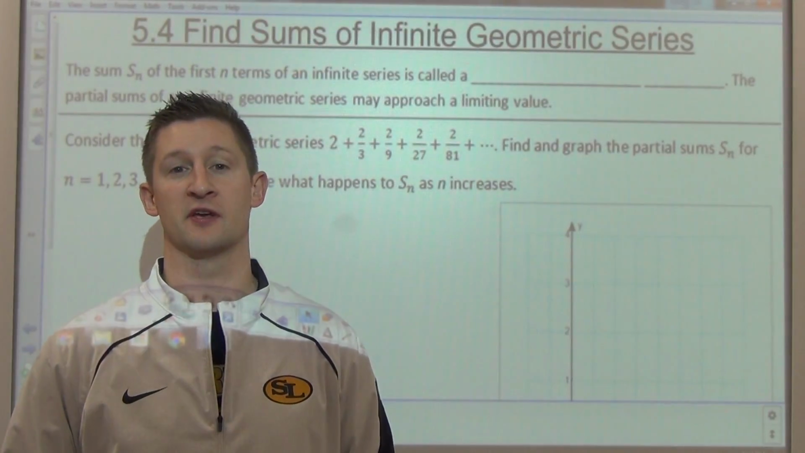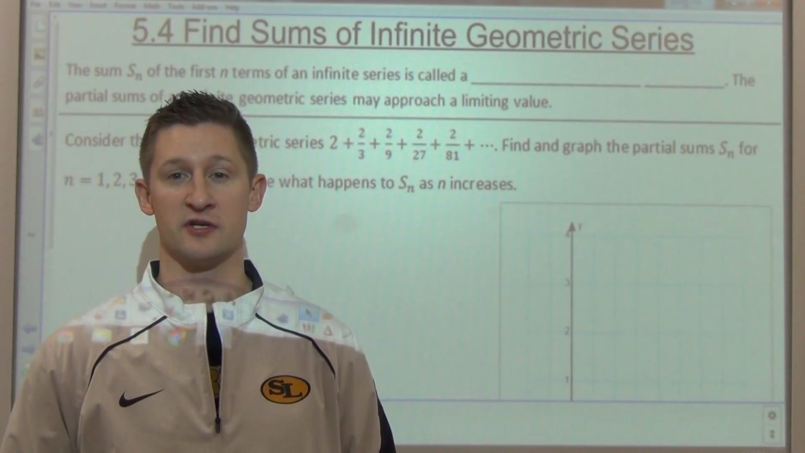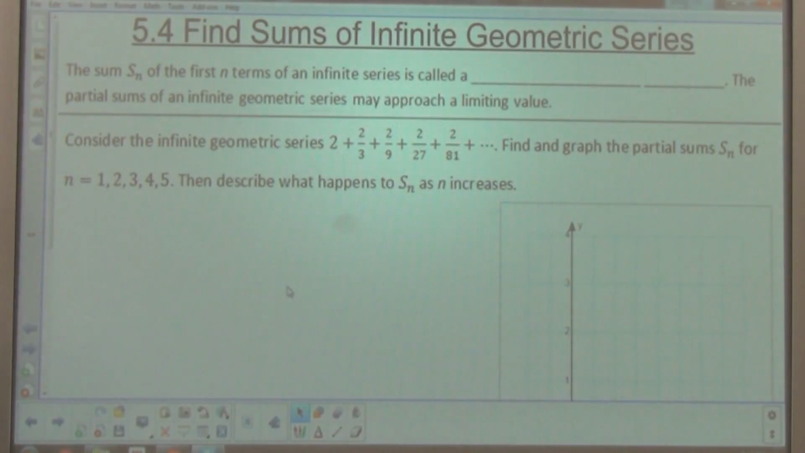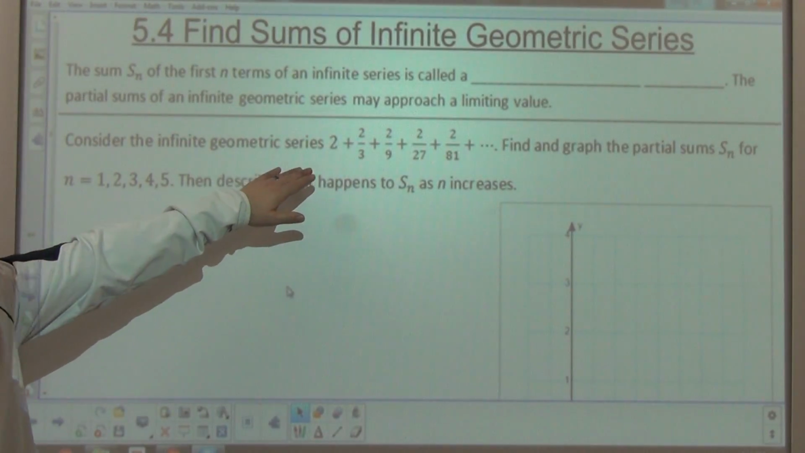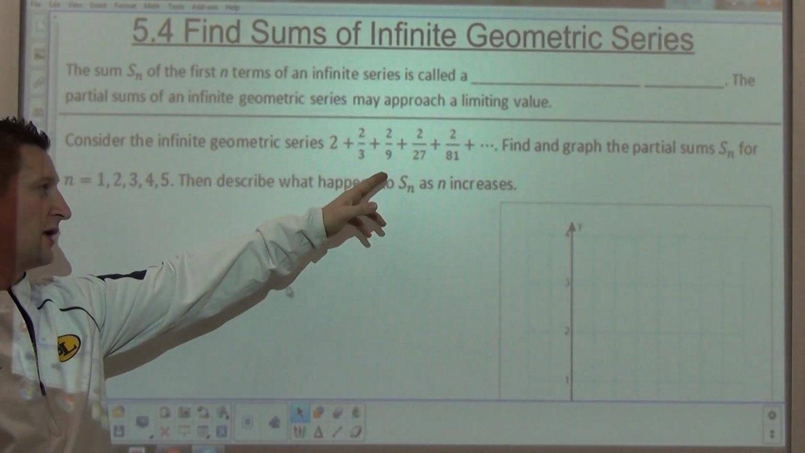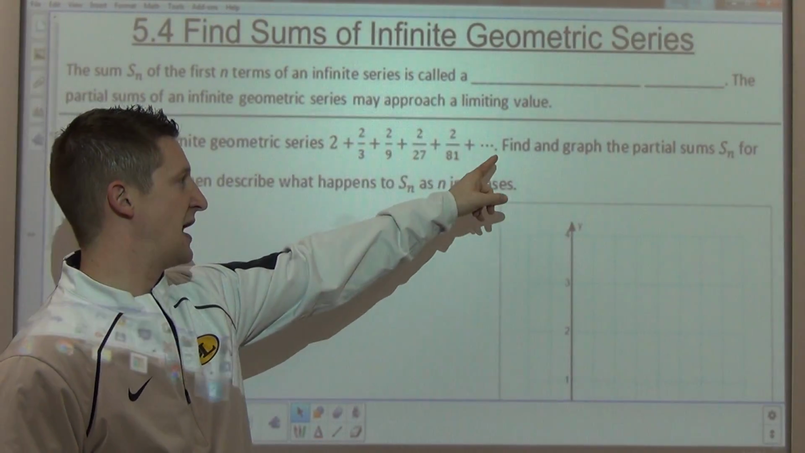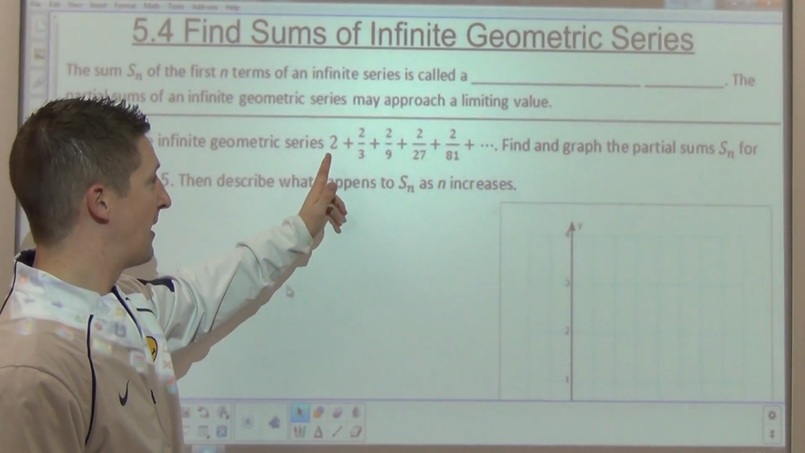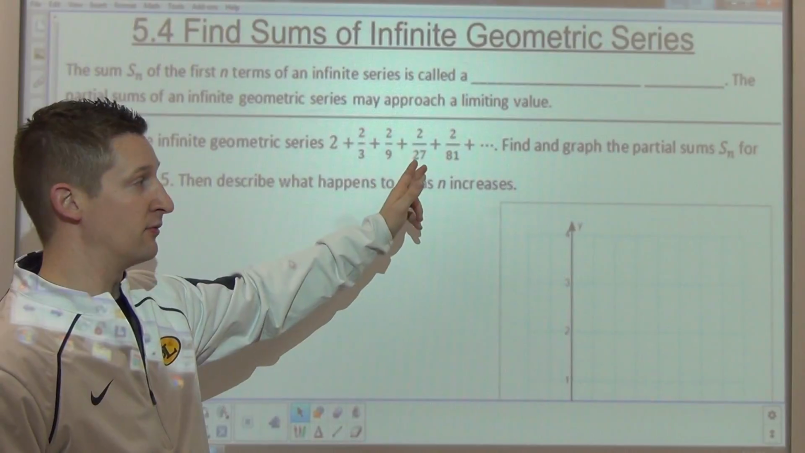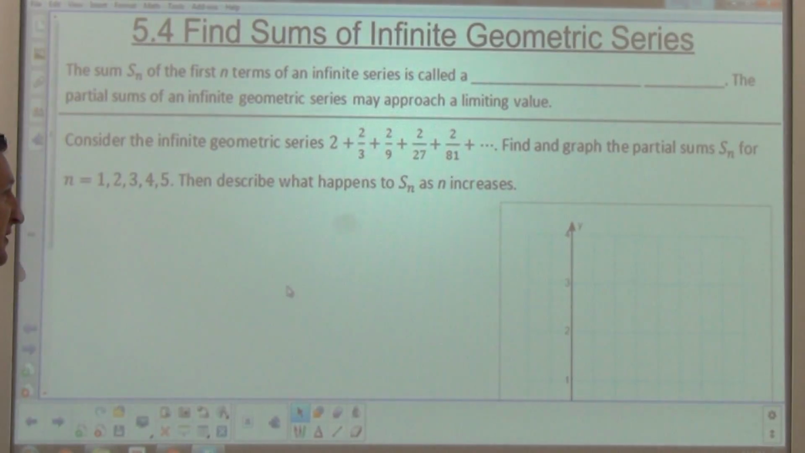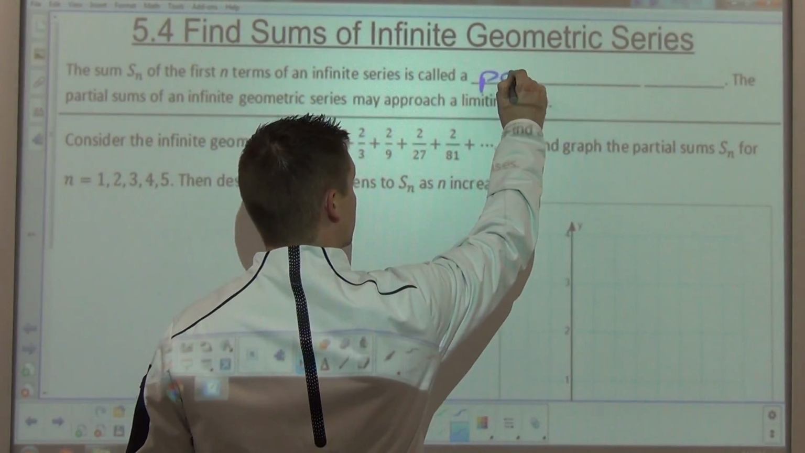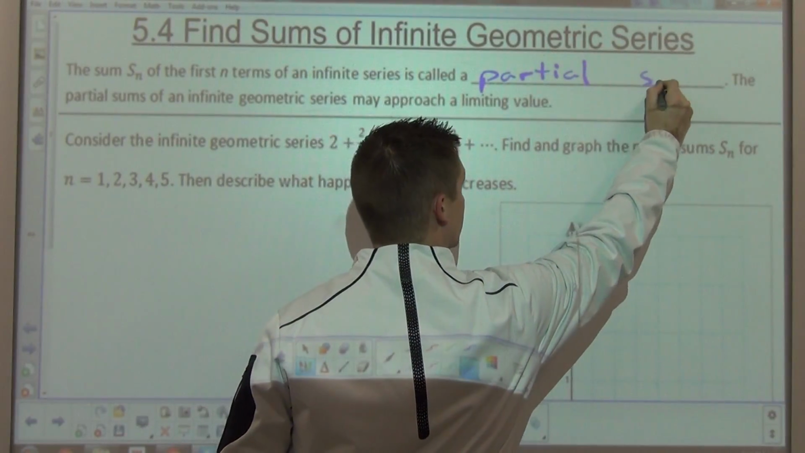What we're going to find out in this lesson is that sometimes a geometric series that's infinite can have a particular sum. To consider that, take a look at the series listed right here. 2 plus 2/3 plus 2/9 plus 2/27 plus 2/81 plus ... An infinite series, geometric in nature because to go from term to term, I'm multiplying by 1/3. That's my common ratio. Now we're going to find some partial sums for this particular series. A partial sum is when I'm taking just a couple of terms from that series.